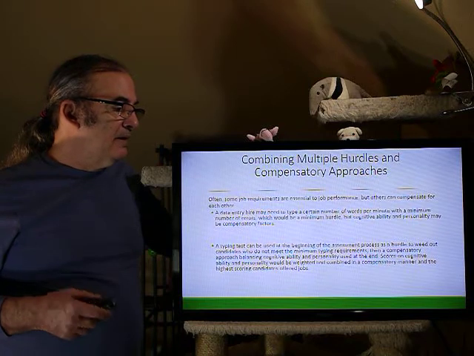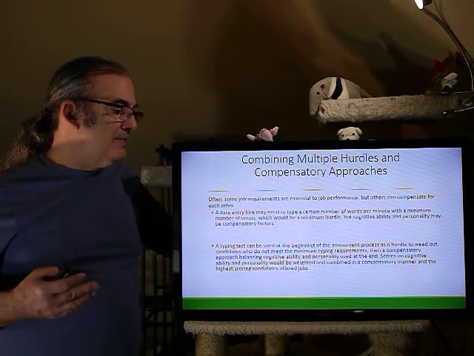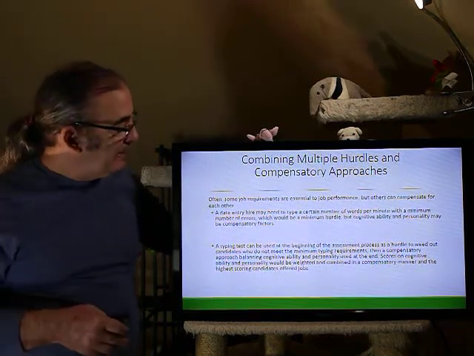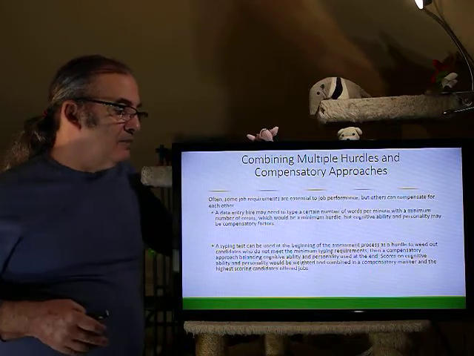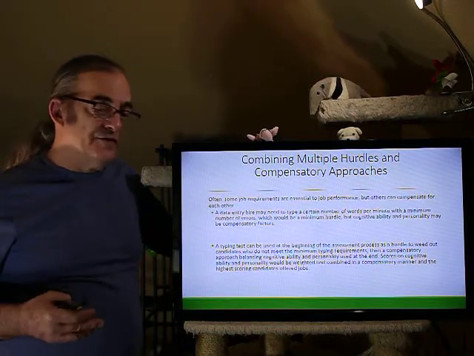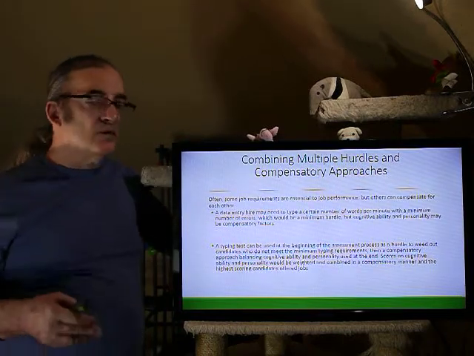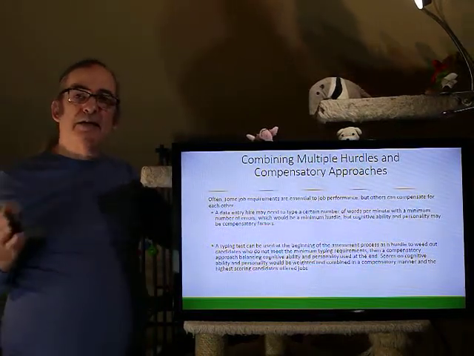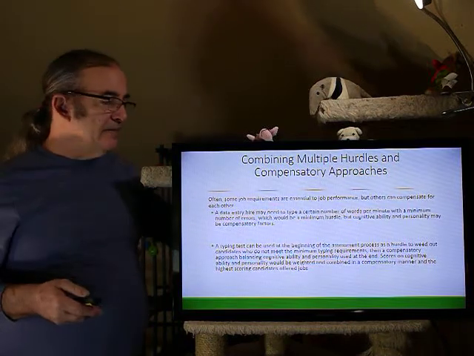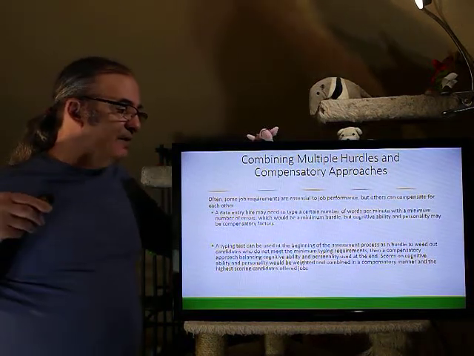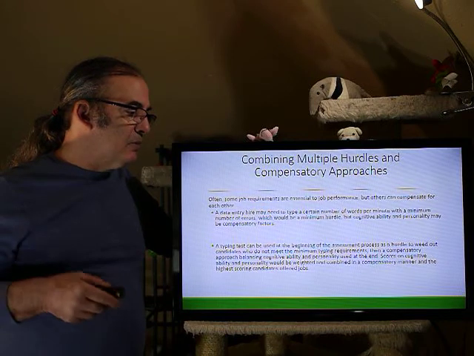Okay? So, combining multiple hurdles and compensatory approaches, we can do both, right? Often some job requirements are essential, but others can compensate for each other. So determine which are deal killers and make them hurdles, and then what can compensate or what's amenable to training maybe becomes part of the compensatory approach.